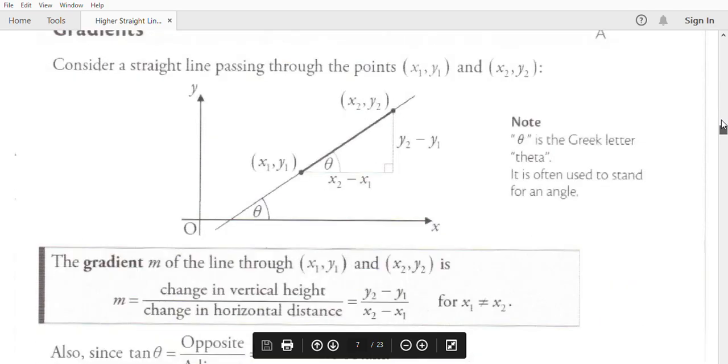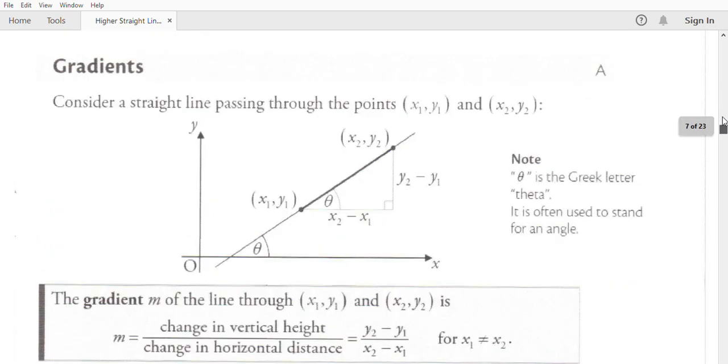Scroll down a wee bit here. So let's look at this diagram. So as we all know, the gradient is the vertical change divided by the horizontal change.